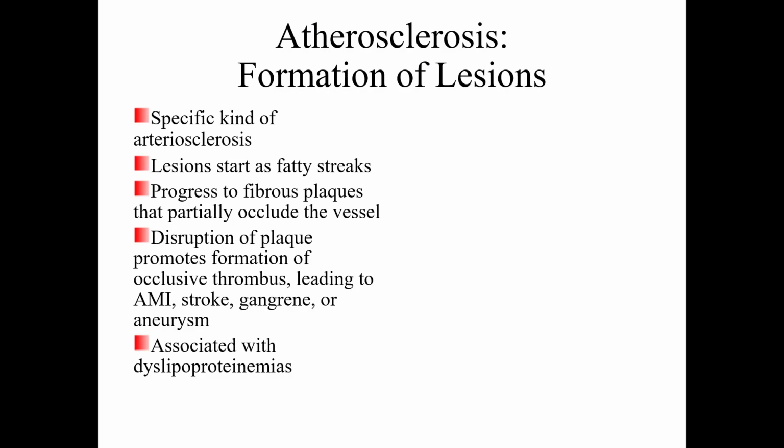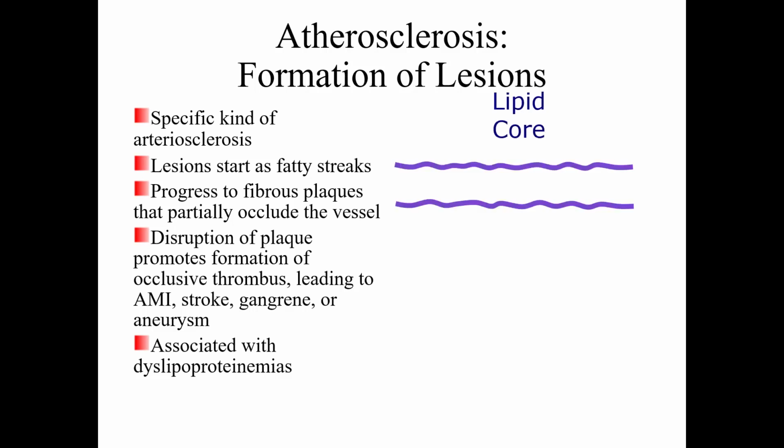Atherosclerosis is a specific kind of arteriosclerosis. The lesions start as fatty streaks. They progress to fibrous plaques that partially occlude the vessel. Disruption of the plaque promotes the formation of occlusive thrombus, leading to acute myocardial infarction, AMI, or a heart attack, a stroke, gangrene, or aneurysm. It is associated with dyslipoproteinemias.